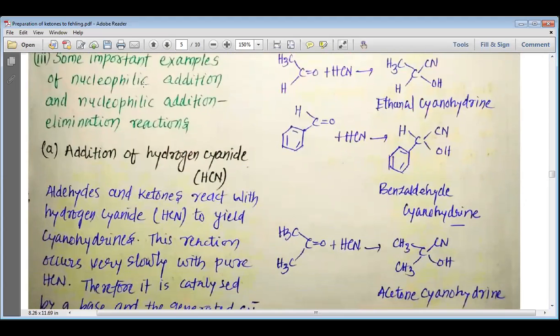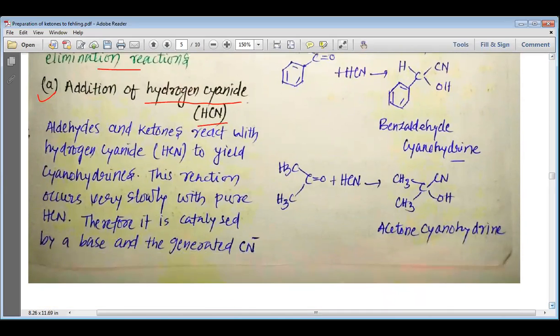Some important examples of nucleophilic addition and nucleophilic addition elimination reaction. So we are now going to study a few very important examples. First, addition of hydrogen cyanide, HCN. Let's have a look at this. Aldehydes and ketones react with hydrogen cyanide, HCN, to yield cyanohydrins. This reaction occurs very slowly with the pure hydrogen cyanide. Therefore, it is catalyzed by the base and generated CN minus.